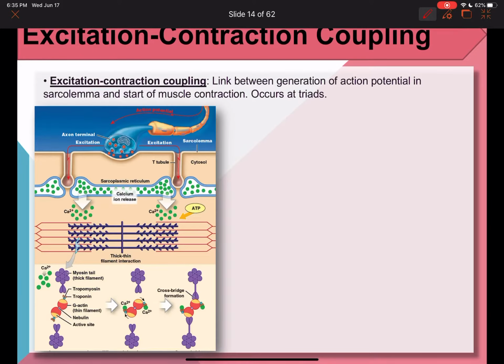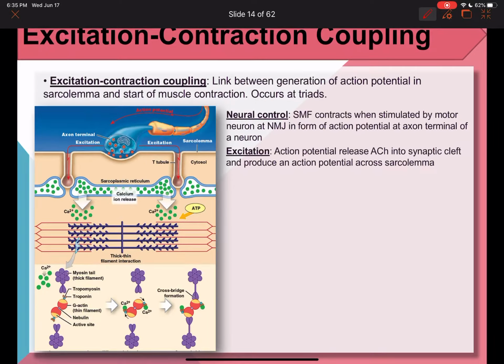Now, this is not the end of the story yet. We have part 2. What needs to happen to the action potential that was relayed to the sarcolemma? We were just talking about the synaptic cleft. That's all we got done talking about. This next part is called excitation-contraction coupling. What do I mean by that? The excitation part is the neurostimulation followed by acetylcholine release into the synaptic cleft, producing an action potential across the sarcolemma in the muscle fiber.